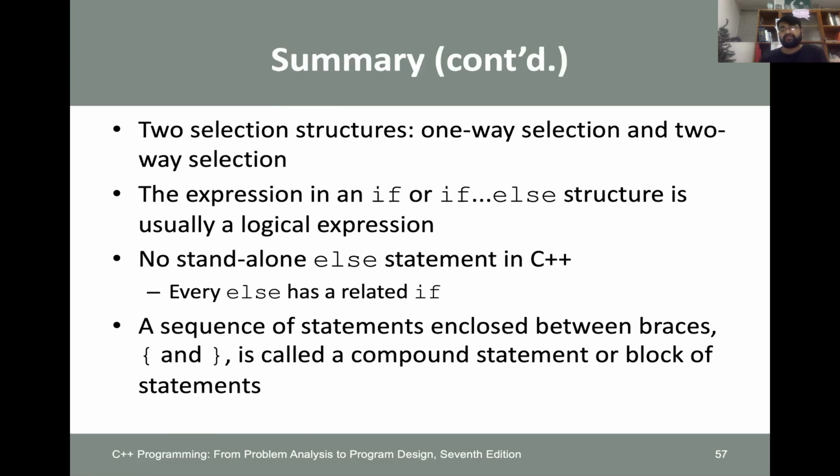There are two selection structures mainly. One is called the one-way selection and the other is two-way selection. In one-way selection, you either run a piece of code or you don't run that piece of code. In two-way selection, you either run the first piece of code or you run the second piece of code. The expression in an if or if-else structure is usually a logical expression, or a condition that we call. No standalone else statements are allowed in C++. So every else has to have a related if. Otherwise, the program is going to generate a syntax error for you.